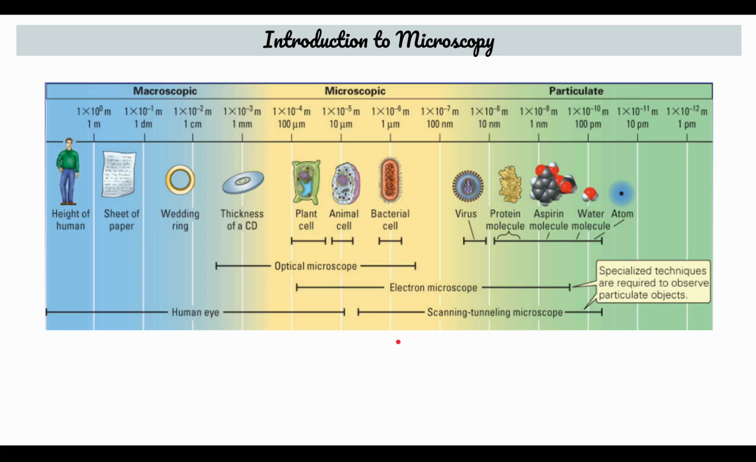This is another representation, which shows that as the size decreases, we move from macroscopic to microscopic and then to particulate objects. The particulate objects are those smaller than 100 nanometers, so they come under particulate matter such as viruses, protein molecules, water molecules, and atoms. For these kinds of objects we need an electron microscope, and specifically the scanning tunneling microscope, which is another specialization of the electron microscope.